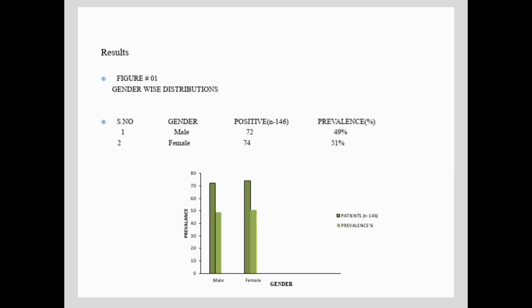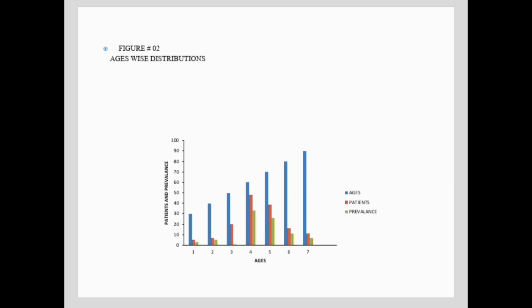Then gender wise distribution. The male percentage is 49 and the female percentage is 51, so the most affected patients are female. Then age wise, the most affected patients are between 50 and 60, and then 70 to 80, and the mild situation is in 20 to 40-year-old people. The most affected people, aged between 50 and 60, also have blood group B positive.